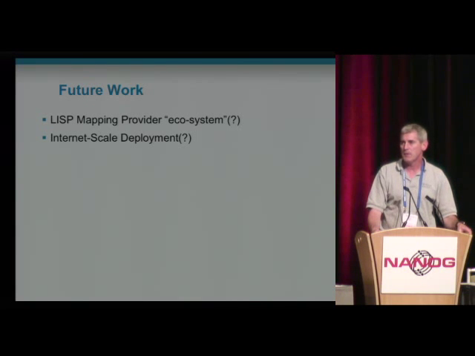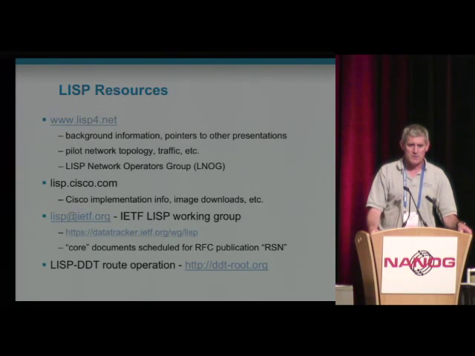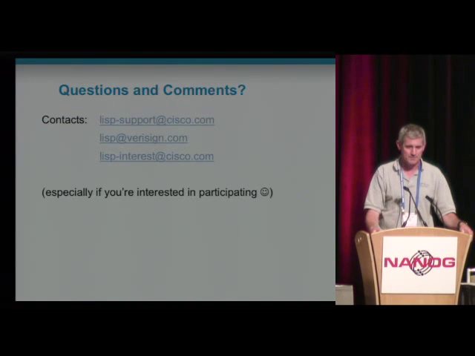I think we have a pretty good idea how to do that given the model of Verisign's DNS server deployment. These are the resources. You can look at these later. Some web pages, where the first one is general information about LISP. The second one is the Cisco implementation information, how to get it. And then LISP@IETF.org is the IETF LISP working group, an open working group. And again, ddtroot.org, that's the LISP root operators and the status of what we've got going there.